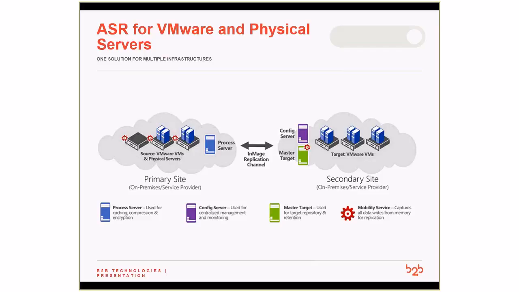Right, so ASR in the VMware and the physical server scenarios has a few extra components to function. One is going to be the process server. That's the gateway that resides at the primary site. That handles all the compute and all the I/O-intensive aspects of replication. That's deployed on a physical or virtual machine running Server 2012 R2. It's responsible for receiving data changes from the primary workloads. It performs compression, encryption, caching, bandwidth management, things like that, before replicating to the secondary location.